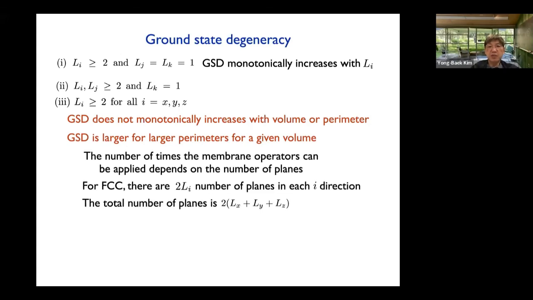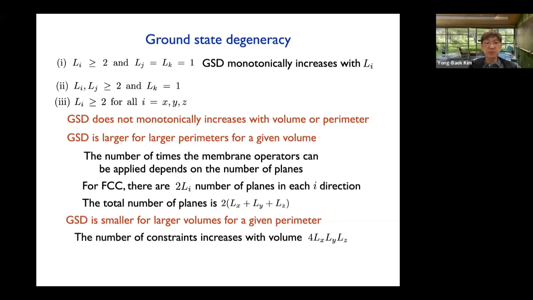And we can sort of qualitatively understand this because the number of times that membrane operators can be applied depends on the number of planes, it turns out. And for the FCC lattice, there are 2Li planes in each i direction. So the total number of planes is this. And so that's why ground state degeneracy becomes larger, because I can create more membrane operators like the ones I described to you. For a given perimeter, larger volume gives you smaller ground state degeneracy because the number of constraints increases with the volume. So since your number of constraints is increasing, the ground state degeneracy turns out to be smaller.